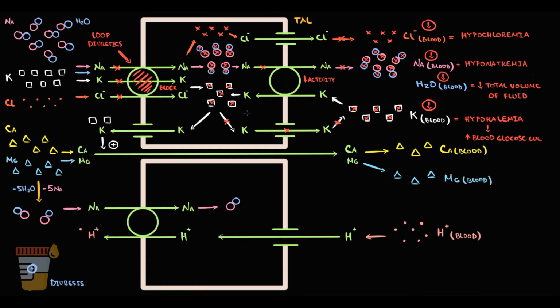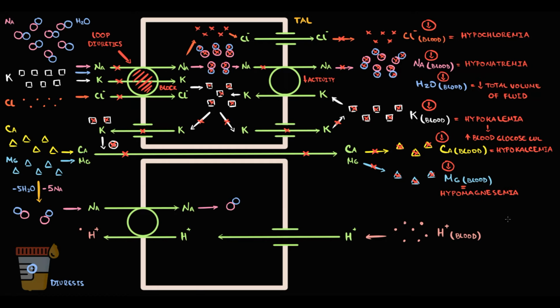With decrease in reabsorption of potassium, the concentration of potassium inside the cell decreases, and the lower the intracellular potassium concentration, the lower the flux of potassium into the lumen of the ascending limb. This causes decrease in lumen positive potential, and without lumen positive potential, we cannot reabsorb calcium and magnesium. Decrease in calcium reabsorption will cause hypocalcemia, and decrease in reabsorption of magnesium will cause hypomagnesemia.